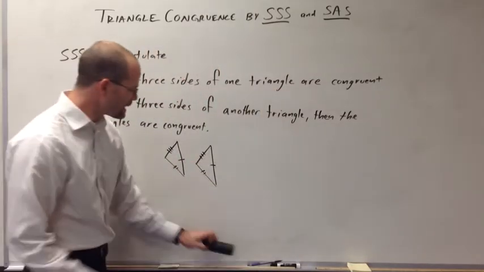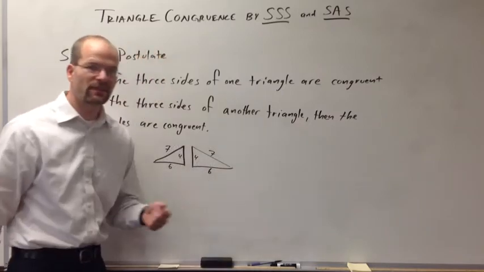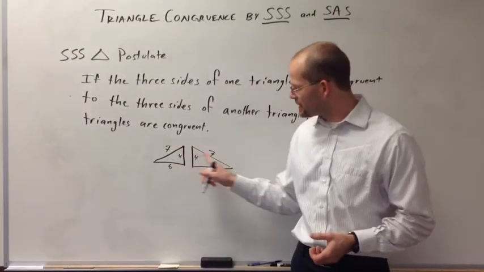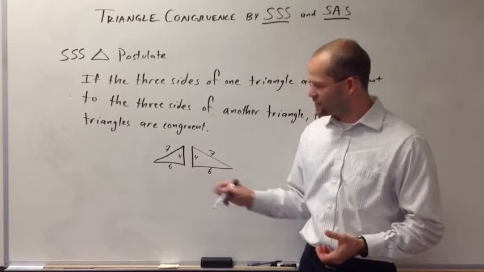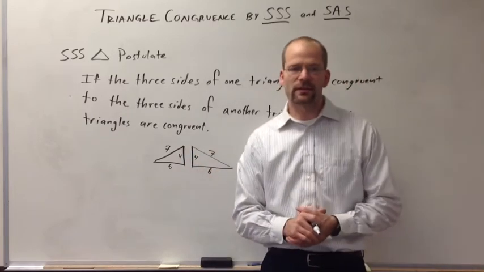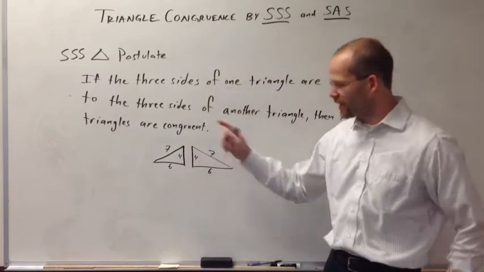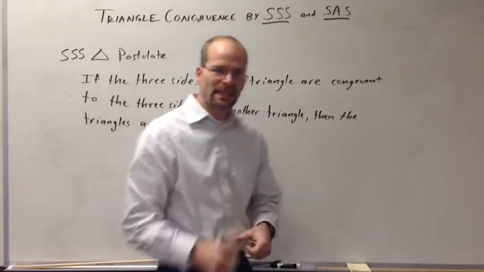All right, suppose I didn't have congruence marks. Suppose instead of congruence marks, we knew the lengths of these sides. We have 7 units, 4 units, and 6 units. And we ask the question, are they congruent? Yes. How do you know? Side, side, side.